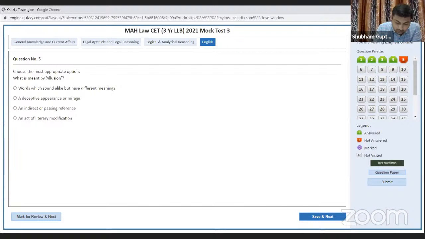Illusion. No idea what this word means. What is meant by illusion? Any answers? Let's move.